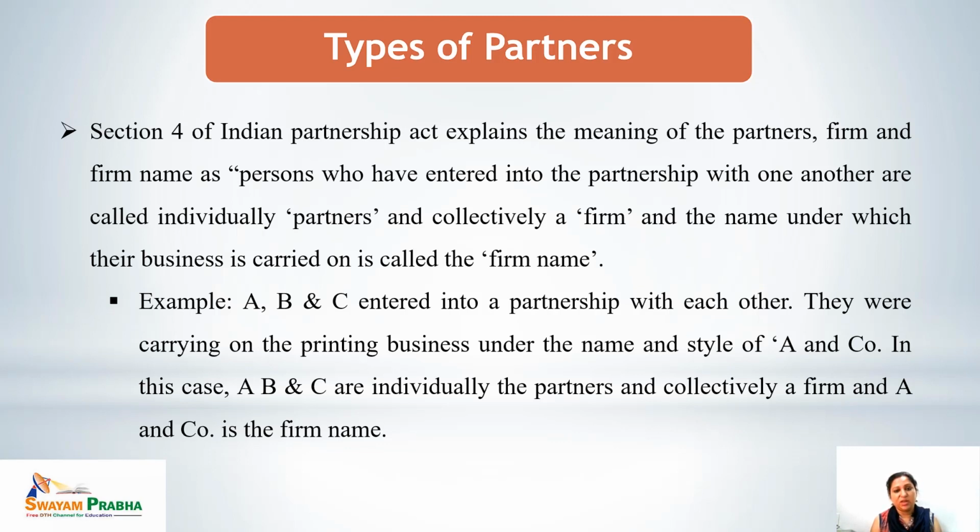Let's see an example. A, B, and C entered into a partnership with each other. They were carrying on the printing business under the name and style of A and Company. In this case, A, B, and C are individually the partners and collectively a firm, and A and Company is the name of the firm for which they are working.